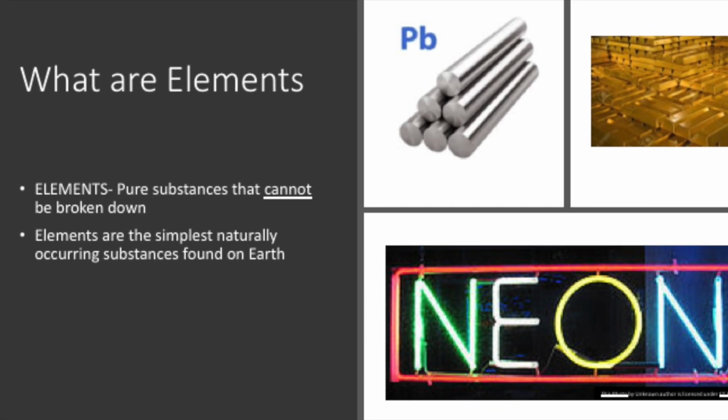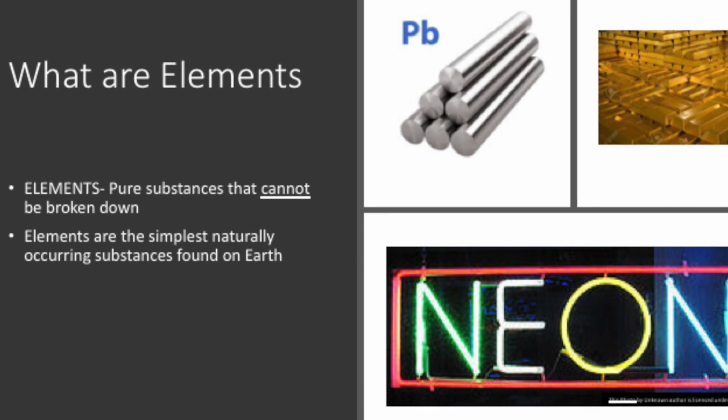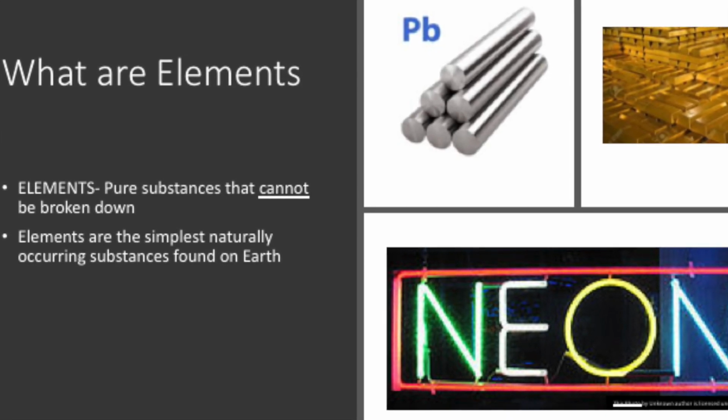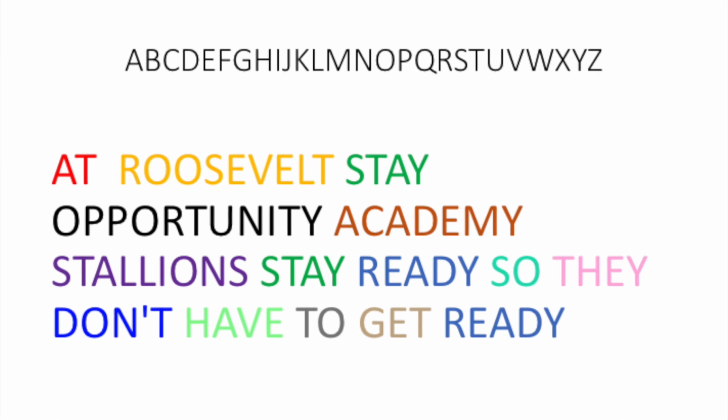Everything you see is made up of an element or a combination of elements. The computer you're watching, the chair you're sitting in, the money in your pocket, and even you. Yes, you're made of elements as well. So, there are 118 elements that make up everything you see.